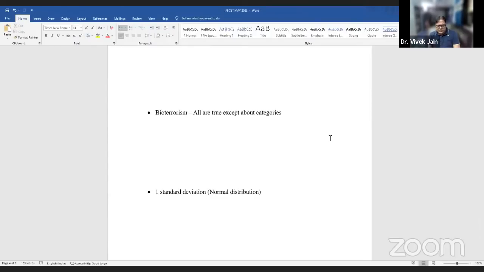Okay, friends, then normal distribution, mean plus minus 1 standard deviation covers 68% of the values, precisely 68.3% of the values. I am sure you must have attempted this question with your eyes closed also. So nothing to worry on this.